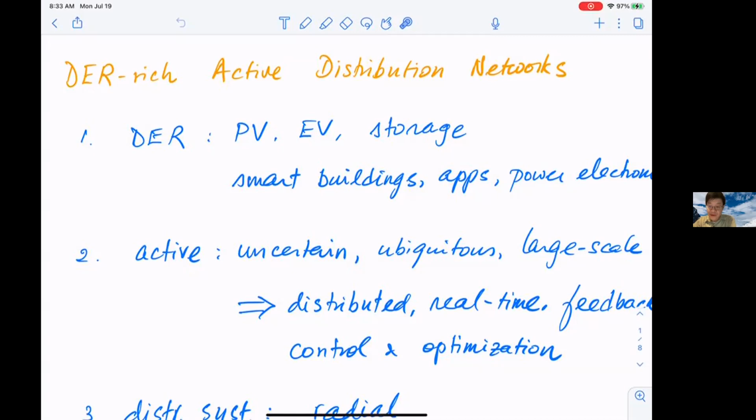So they will introduce more and more uncertainty, both in generation, but also in demand. And they are ubiquitous and large scale. And the implication of this is that the control paradigm for distributed systems of the future needs to be distributed real-time feedback.